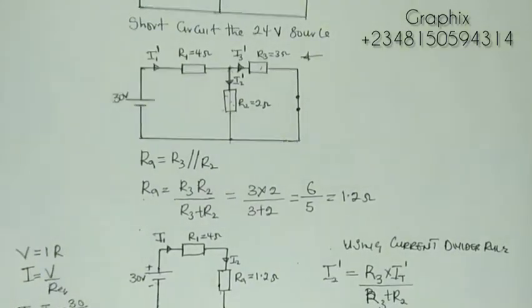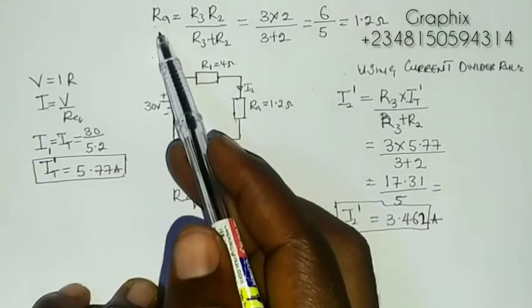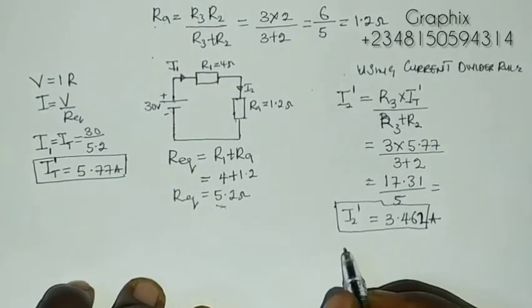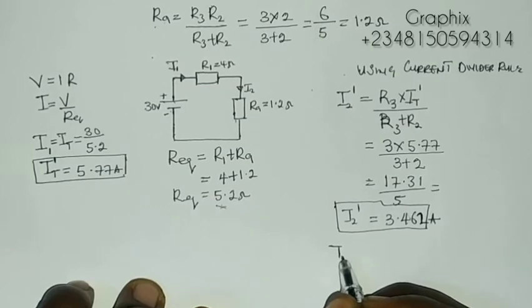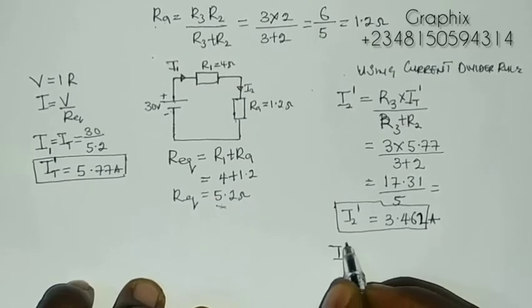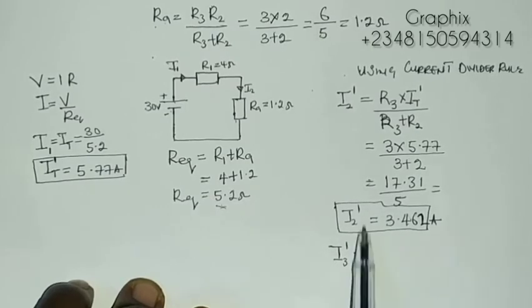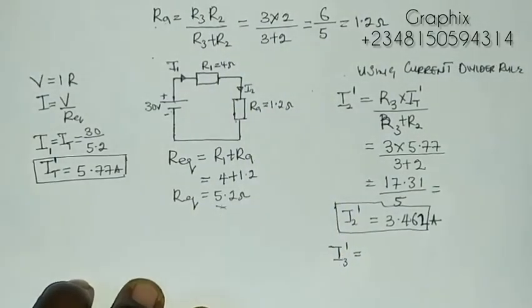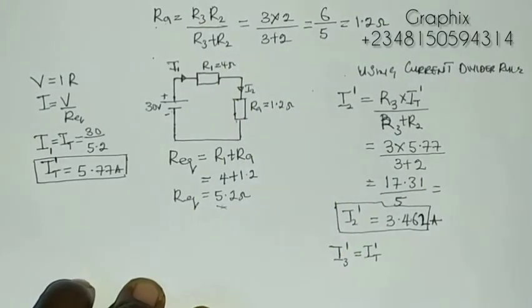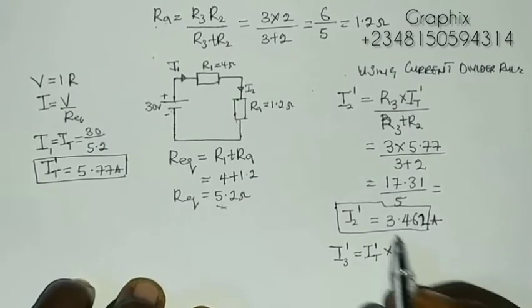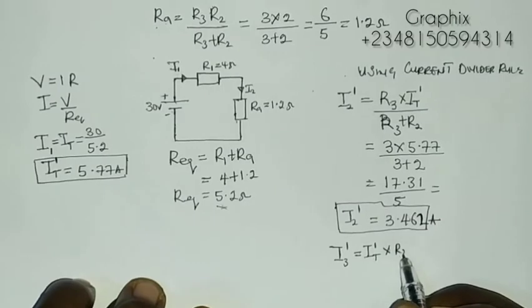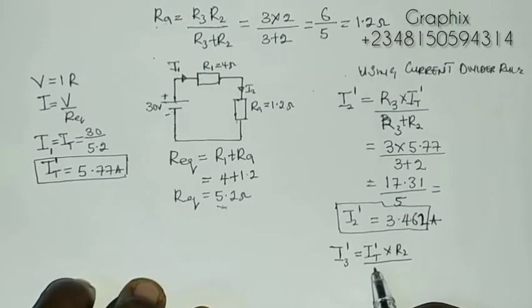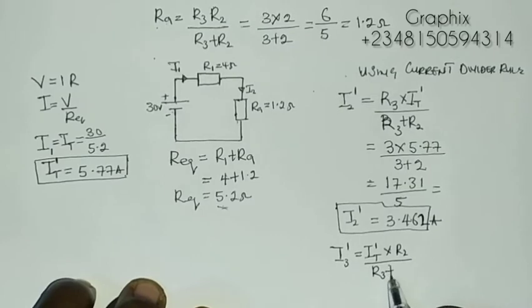So we're going to replace this RA by I3, since you're looking for I3. So it will be I3 prime equals to I3 flowing through R3. So I'm going to remove the R3 resistor and replace it with I total prime times R2 all over what? R3 plus R2.